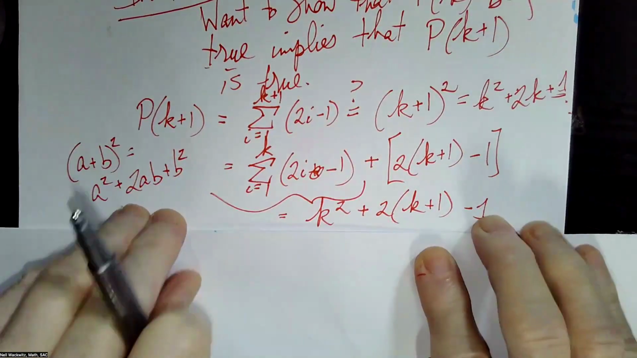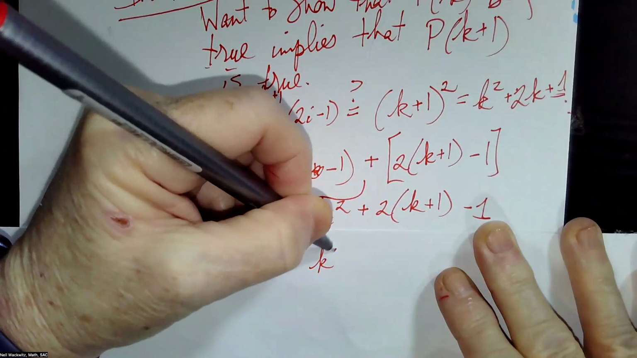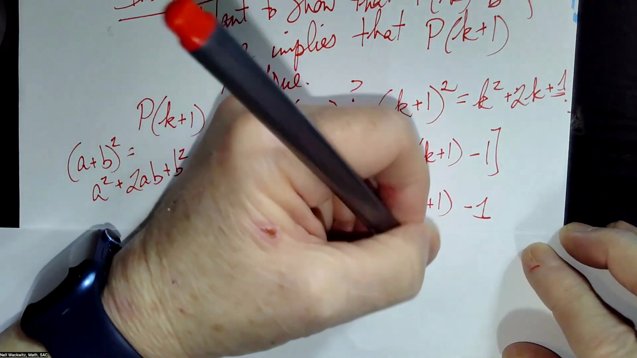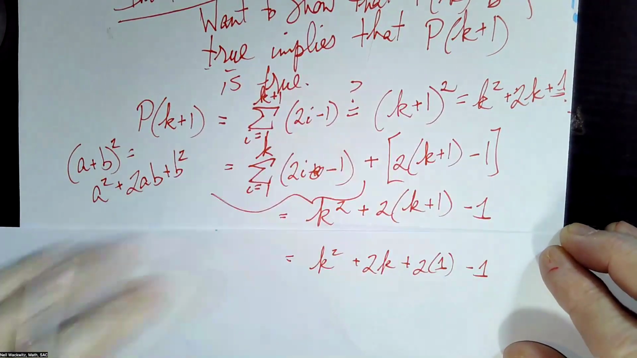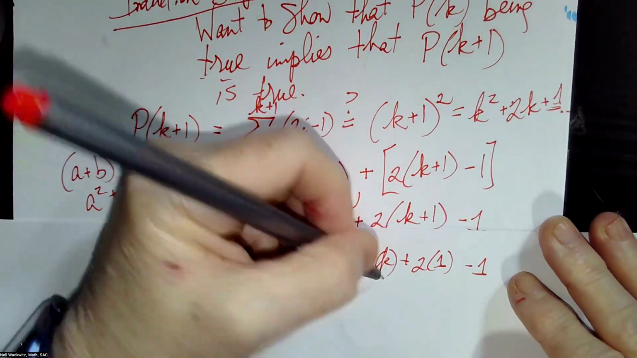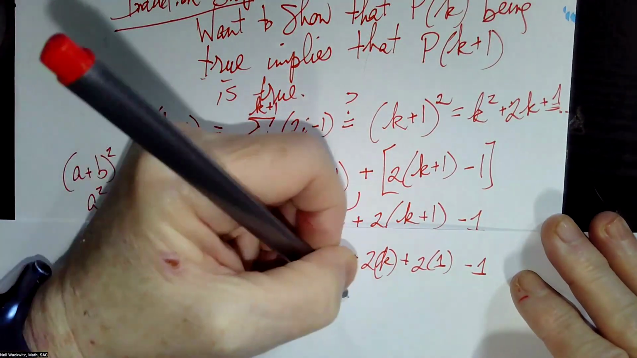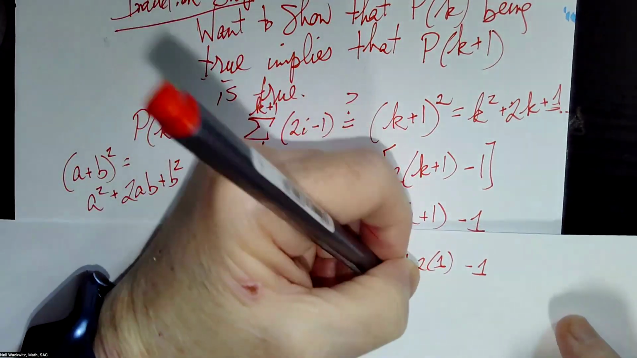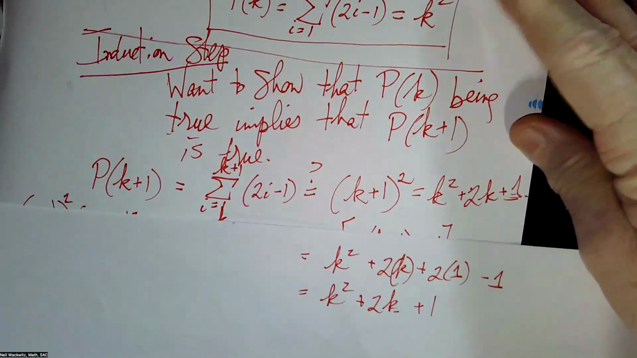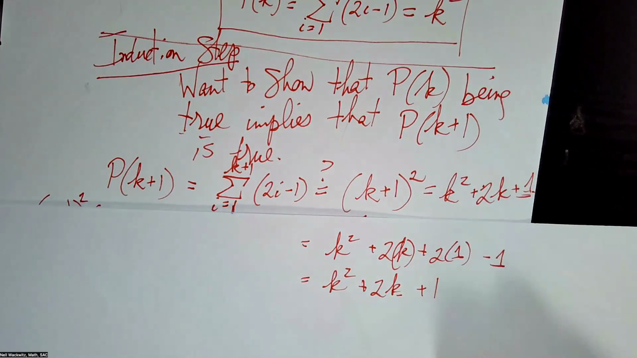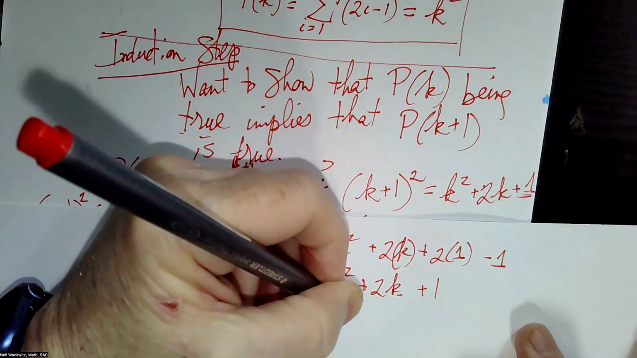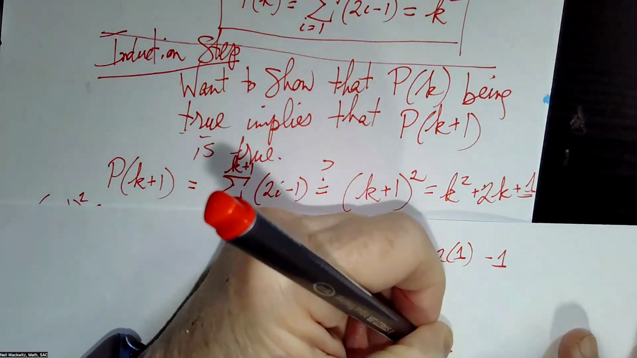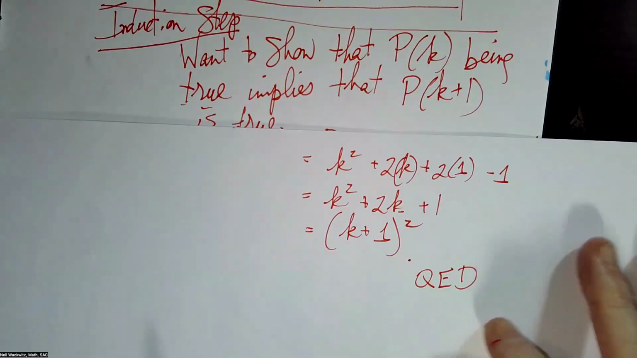Let's see. So we've got k squared, and then we're going to distribute the 2. I'll make it look really obvious. So that's k squared plus 2k, and then 2 minus 1 is plus 1. And you can see that's exactly what we needed. And that's the proof.